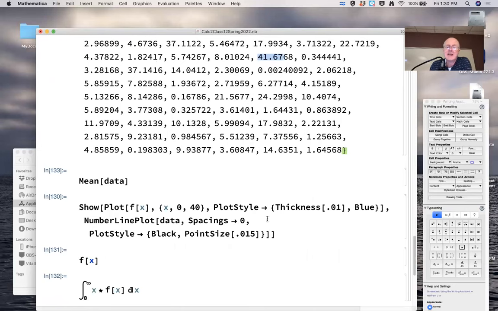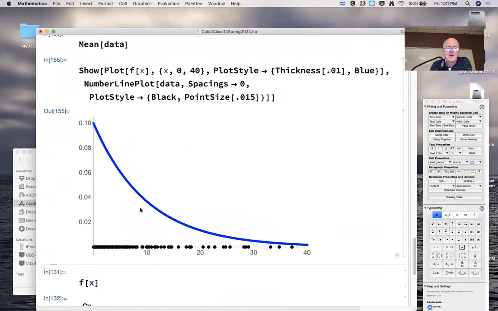If I plot these data along with the probability density function in the same picture, what do I see? I see that the data are more dense where the probability density function has a higher value. That's not a coincidence. That's why we call it a probability density function.